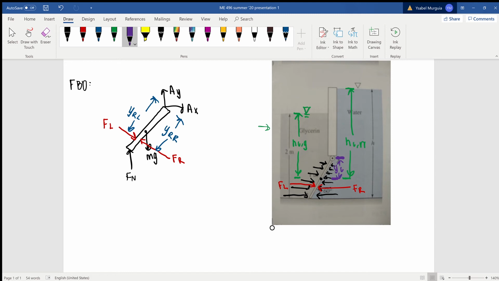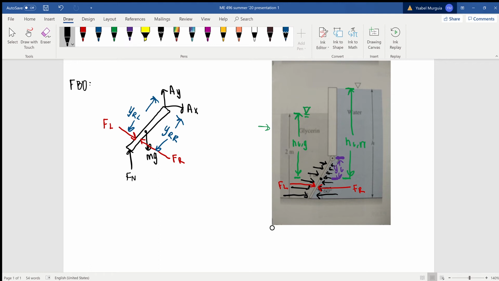Okay. Is there anything that I missed? No, that looks good to me. Okay, so then I have my free body diagram here and my dimensions labeled. I am going to start off by solving for the forces.